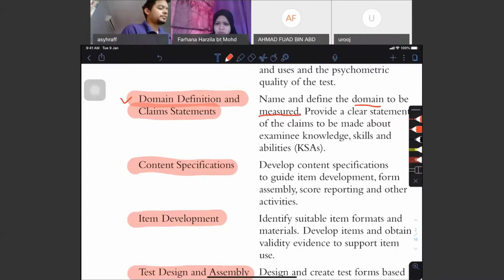What actually are we measuring? What is it in this test? Problem solving? Application of knowledge in this exam? What is it in this OSCE? Is it clinical skills and things like that? So we name and define the domain. So far in USM, I don't think anyone has asked about this.